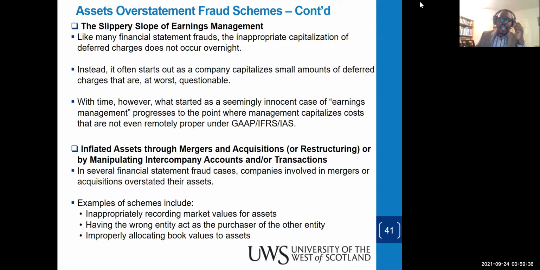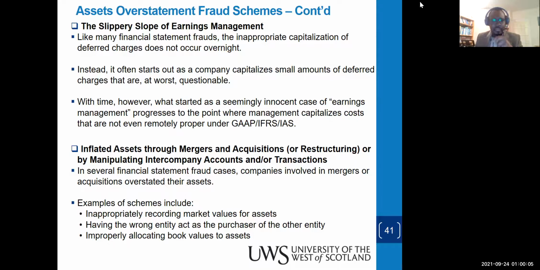Okay. Again, there's one interesting thing we should look at, which is the slippery slope of earnings management. Management will normally do this. Why? Because they want to report some good earnings for them to get some bonuses at the end of the period. Okay, so they could improperly apply the GAAP, the IFRS and then the IAS to their advantage by trying to use some questionable accounting practices.